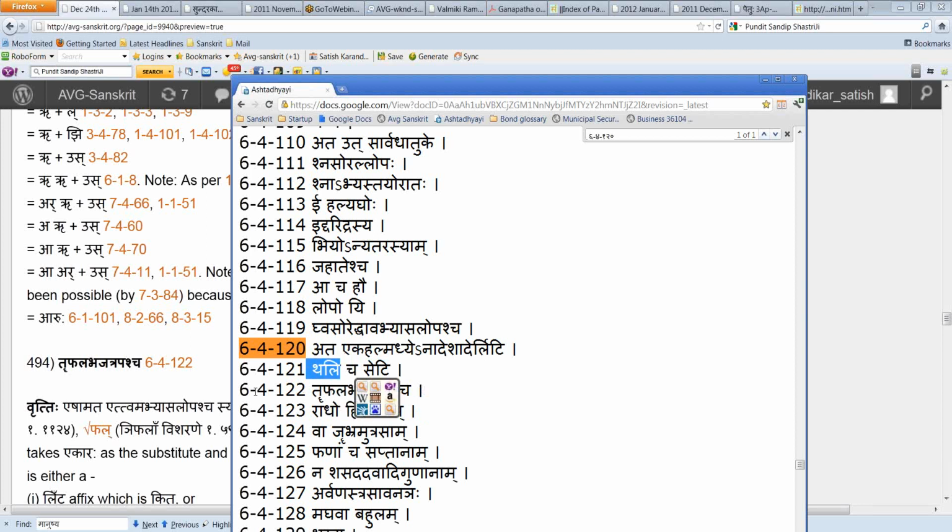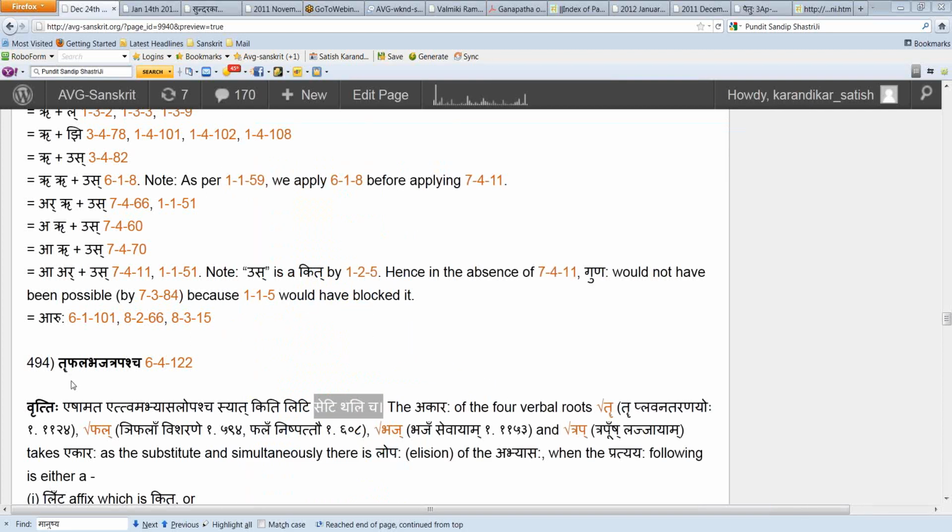But anuvritti comes into 6-4-122. 6-4-122 says that esham means tru phala bhaja trapa iti etesham dhatunam etam abhyasa lopashcha syat kitiliti and then thalicha seti. This part we can ignore for the time being because we're not going to be looking at the madhya purusha ekavachanam, but kitiliti. So now look at these 4 dhatus. Tru phala bhaja trapa. Now in the case of phala, we have had abhyase charcha do an alpa prana chara adesha. We have done a pakara adesha in place of the pakaraha.